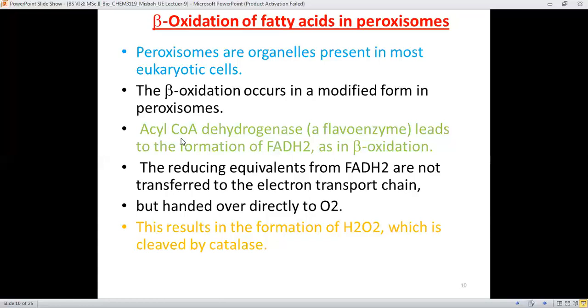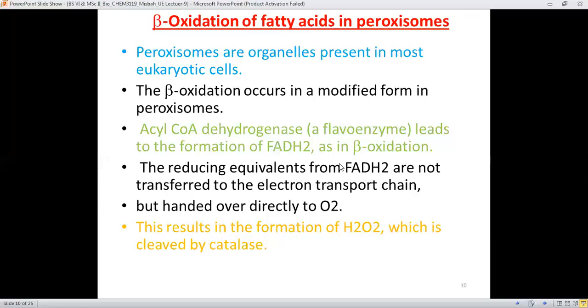And the acyl CoA dehydrogenase, which is a flavoenzyme, leads to the formation of FADH2 as in the beta oxidation. But the reducing equivalents, that FADH2, according to the last beta oxidation which we have discussed, must be transferred to the electron transport chain, and FAD gives 2 ATPs, whereas NAD gives 3 ATPs. Therefore, this FADH2, which is in the reduced form, must be oxidized and give ATP.